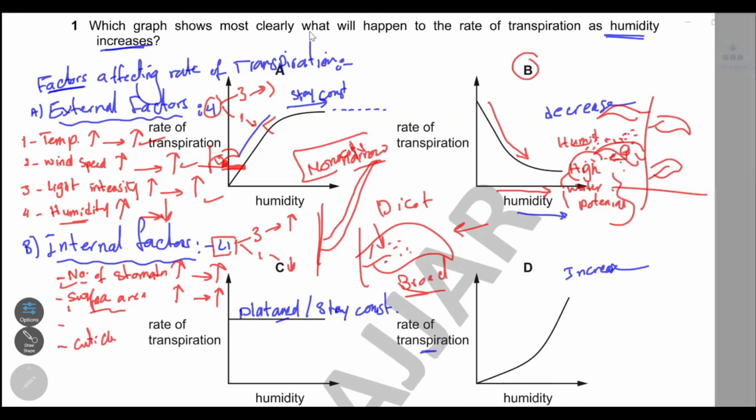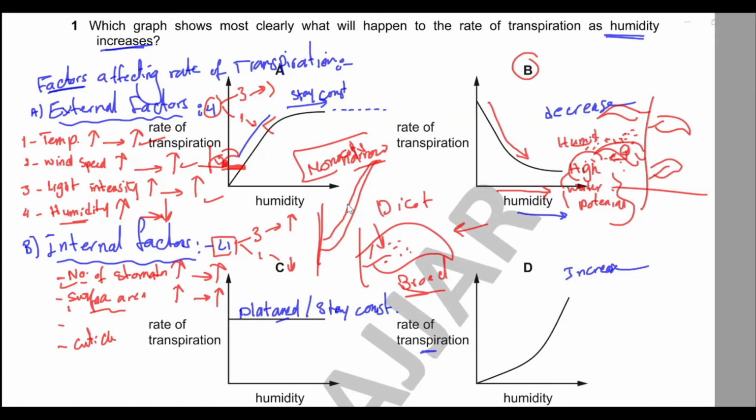But cuticle is another factor that will decrease the rate of the water loss. So when the cuticle increases in thickness, the rate of the water loss by transpiration will be decreased. But there is one point I didn't mention yet that is considered one of the internal factors that is affecting the transpiration rate.